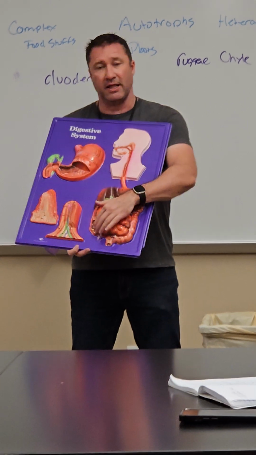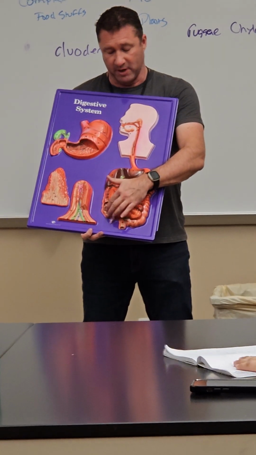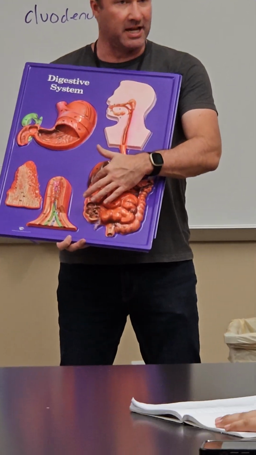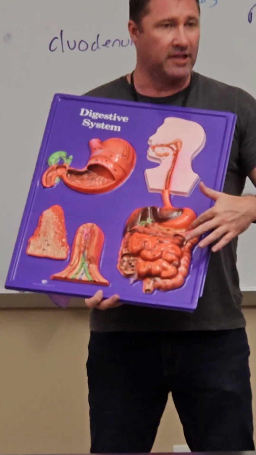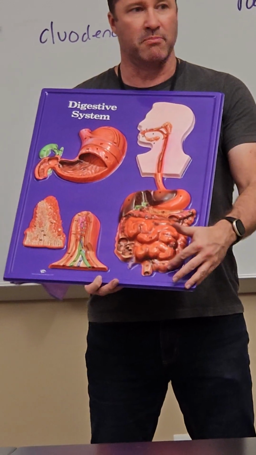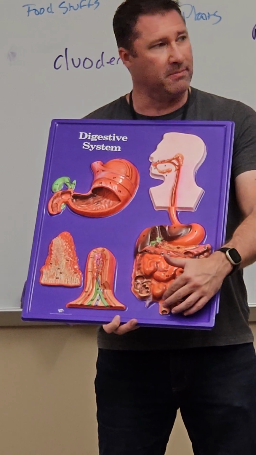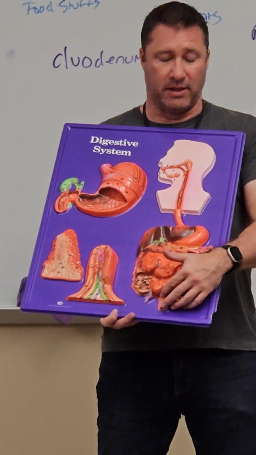So you've got the ileum, you've got the cecum, which is the first part of the large intestine. You've got the ascending colon, transverse colon, descending colon, sigmoid colon, rectum, and then anus, okay? So the rectum is the final end, and then the anus is just simply the opening.